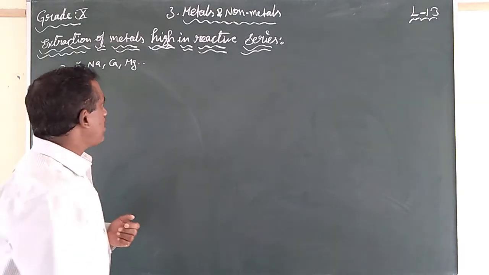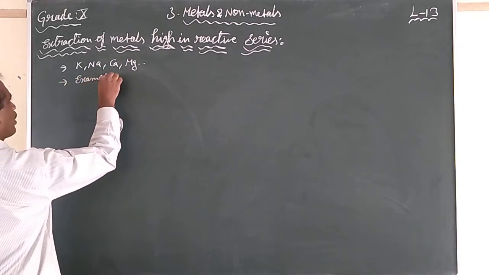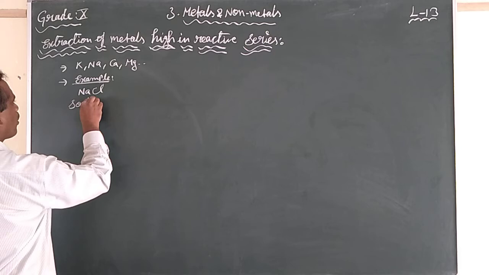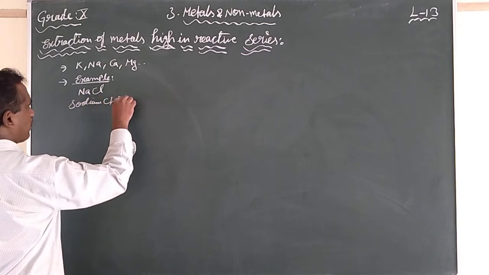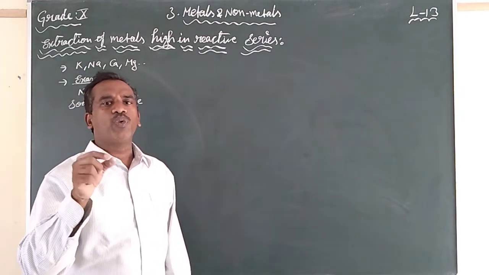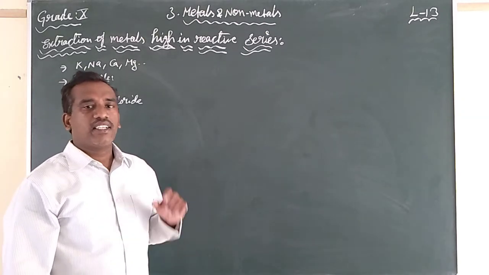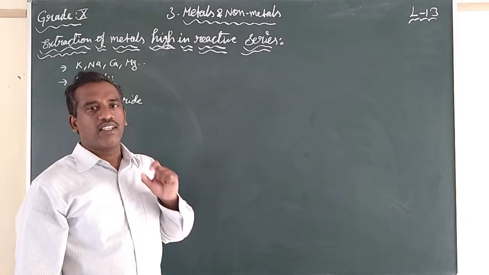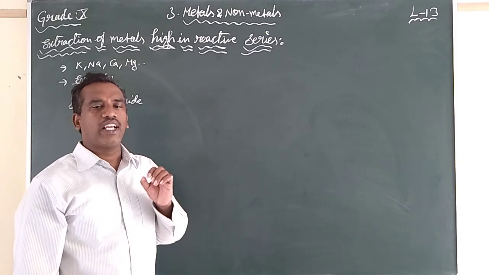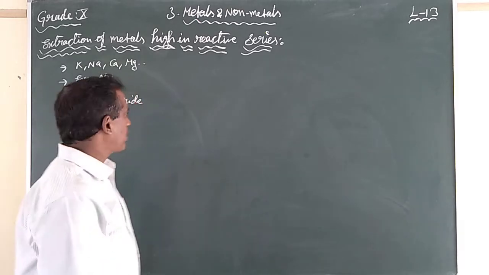Let us take one example. If you take sodium, sodium will be present in the combined state as sodium chloride. Now our task is how to extract this sodium from sodium chloride. In this case, the metal chlorides are subjected to electrolysis of their molten metal salt.